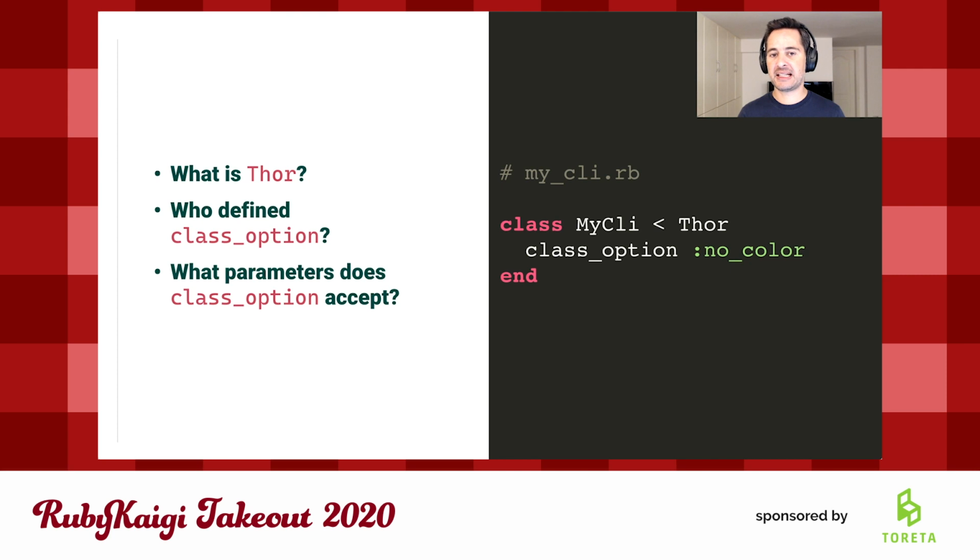So if you have a MyCLI class that subclasses from Thor and calls the class_option method, and if you try to type check this with Sorbet, Sorbet will be thinking, what is Thor? Where did that come from? I don't know any Thor class. And also, who defines class_option as a method? And also, what parameters does class_option accept? Because without knowing that, how am I supposed to type check if the parameter that was supplied, in this case a symbol, is the correct type or not? So because of that, if you try to type check this file using Sorbet, you will get type errors.